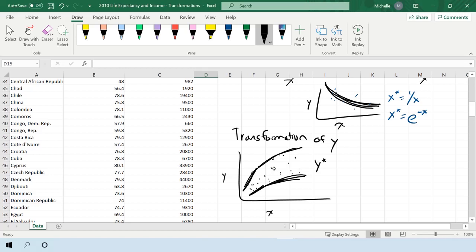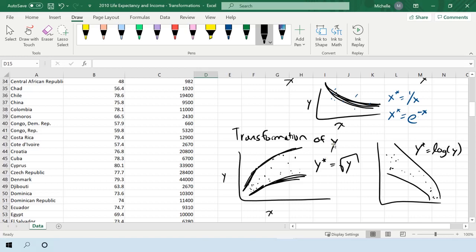So you may consider a transformation like the square root of y. If your plot looked like it had a lot of variability towards the beginning and then less towards the end, something like this, you may consider a transformation like the log transformation.